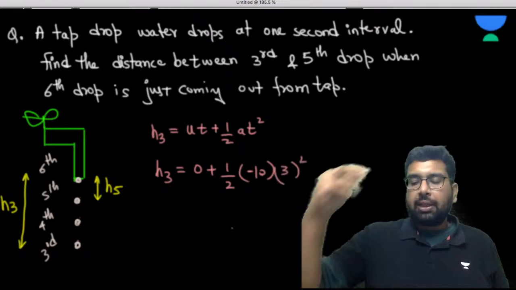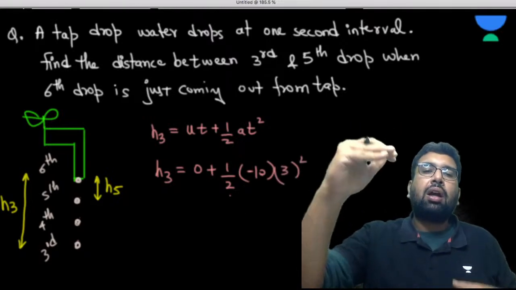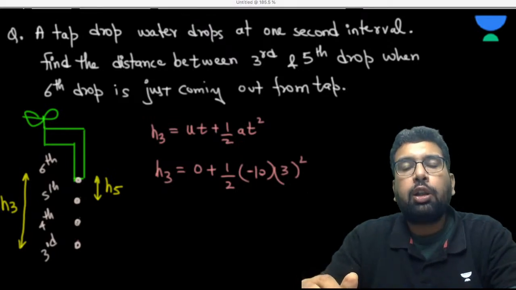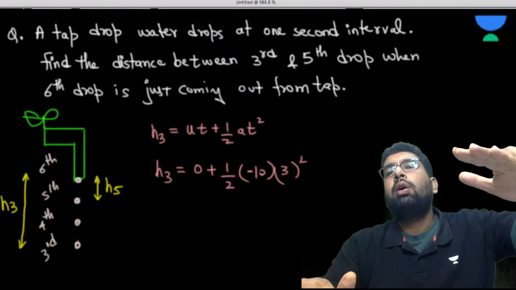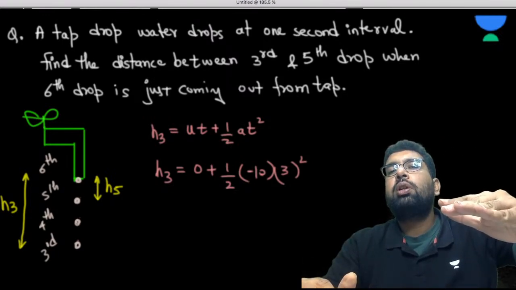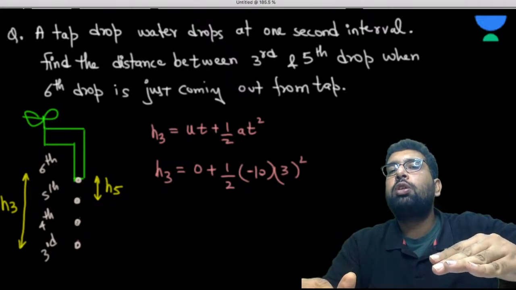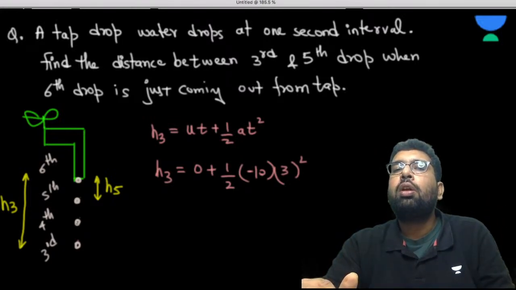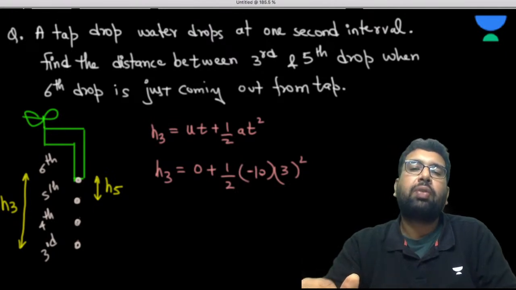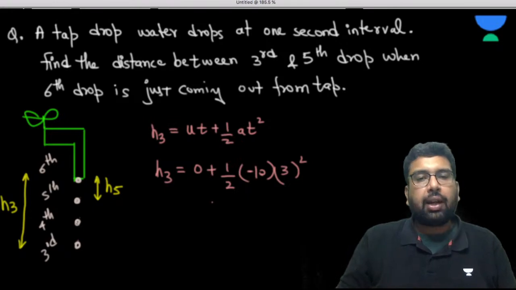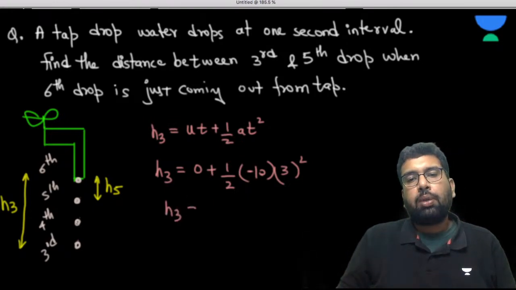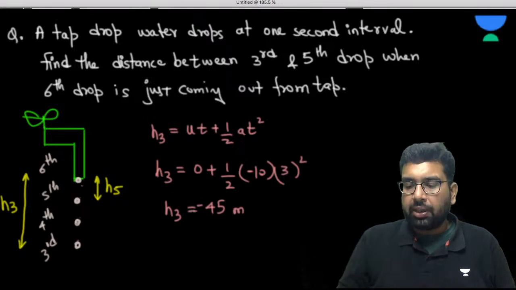How come? Now please understand, the sixth drop is at the tap. It takes a 1 second interval for each drop to come out. So the fifth drop would have been in motion for 1 second, the fourth drop for 2 seconds, the third drop for 3 seconds. So we'll be writing 3 square here. So we are getting H3 equal to how much? 9 by 2 times 10, that is 45 meter, minus 45 meter. Why is it minus? Because from the reference it is in the downward direction.